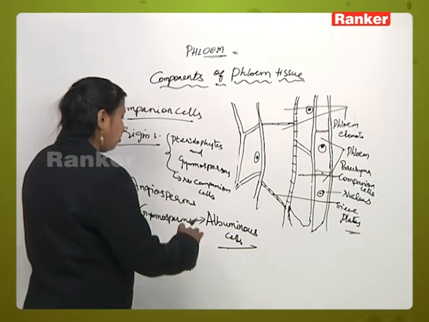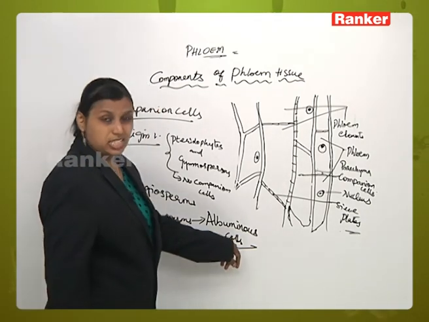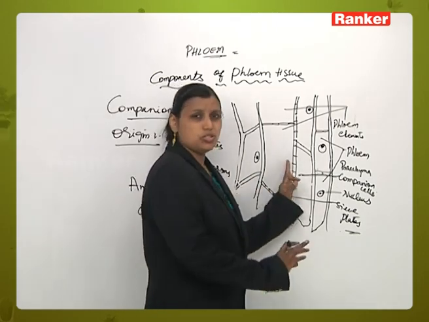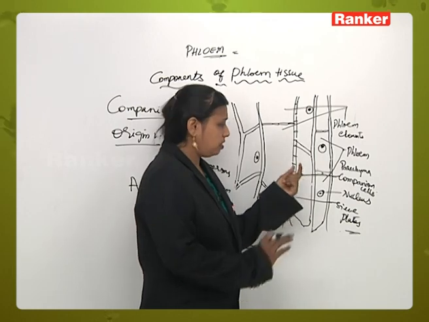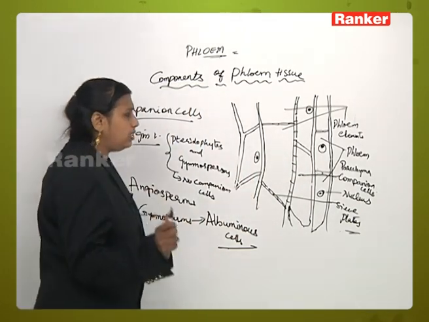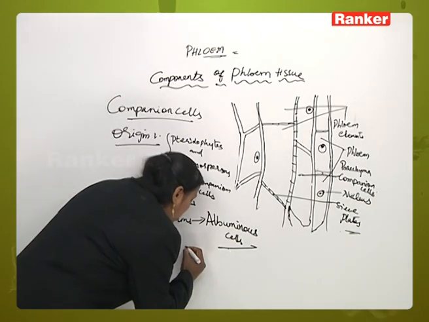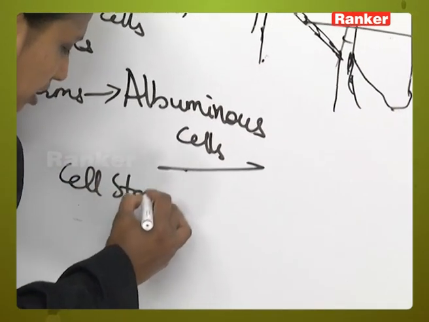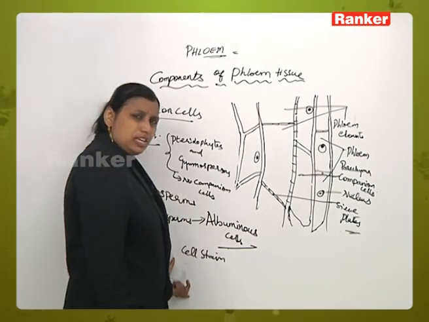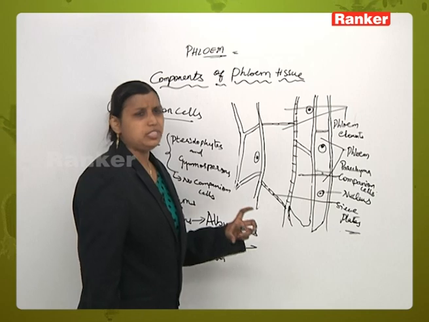Now how do we recognize that these are albuminous cells? As we said, companion cells are the cells which are associated with the sieve elements. They will be connected to the sieve elements. Whereas you can identify albuminous cells because of the presence of cell stains in them. The cells will be stained, then we can say that yes, it is an albuminous cell.